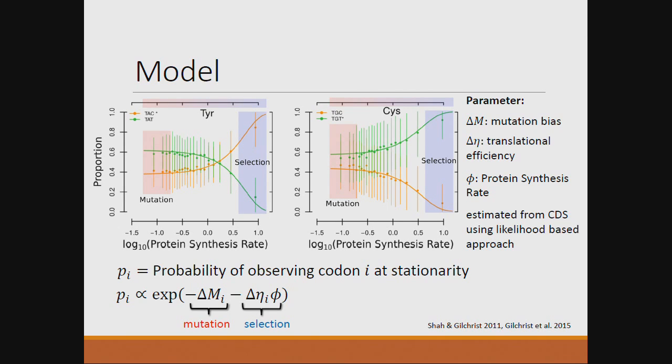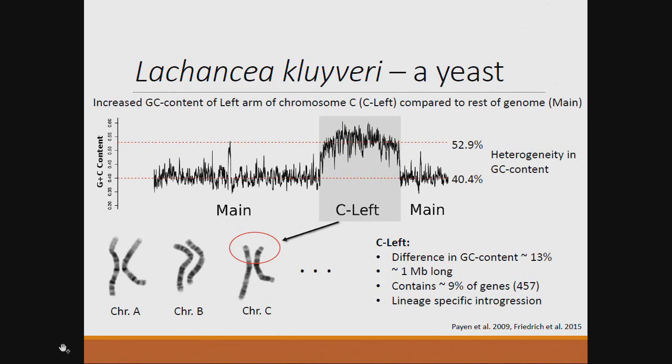What looks like error bars here is actually the genes of the genome being binned by their gene expression, showing the mean and the variance in their codon usage. I like to apply that model to Lachancea kluyveri, which is quite an interesting yeast species because it seems to have experienced a fairly recent lineage-specific introgression. The left arm of chromosome C seems to have introgressed from a different species.